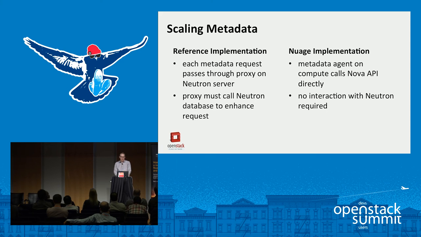Again, more load on the Neutron database. If we can avoid that, that's probably a good thing. So in order to do so, we ensure that there's enough information at the compute that the metadata agent can make Nova API calls directly with no Neutron interaction required.